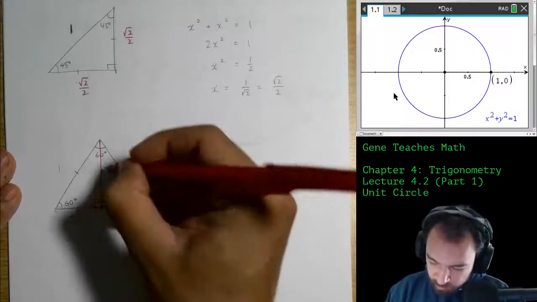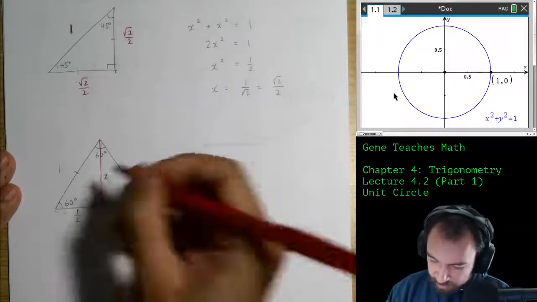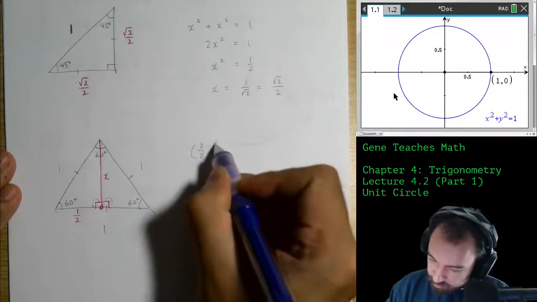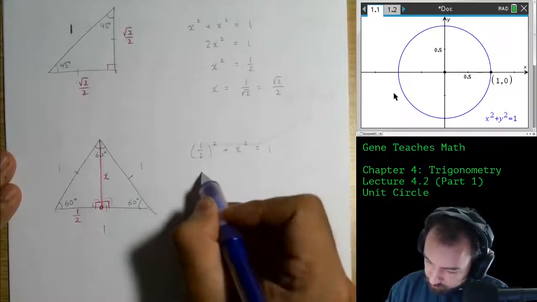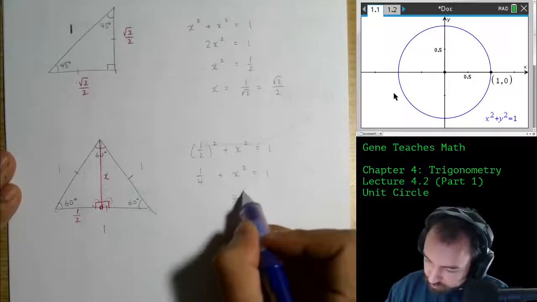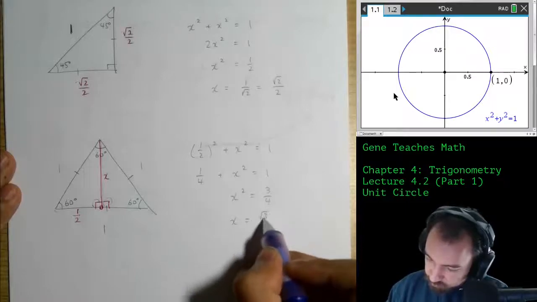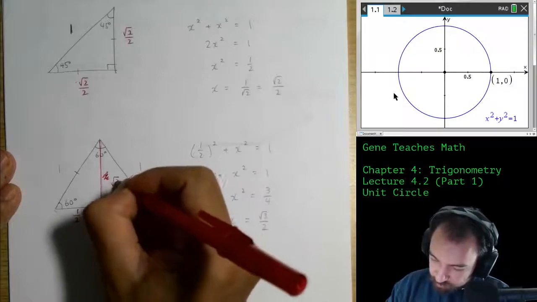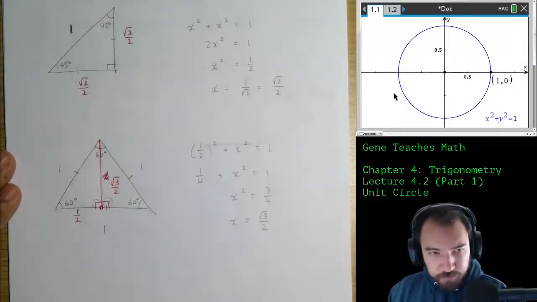Okay? Now, I would like to find this height right in here. So I'm going to go ahead and call this x, and we can say 1/2 squared plus x squared equals 1. Then this will be 1/4 plus x squared equals 1. So I subtract 1/4, and I get x squared is equal to 3/4. If I take the square root, I will get x is root 3 over 2. And perhaps I can then replace this with the square root of 3 over 2. That will be this side right here.